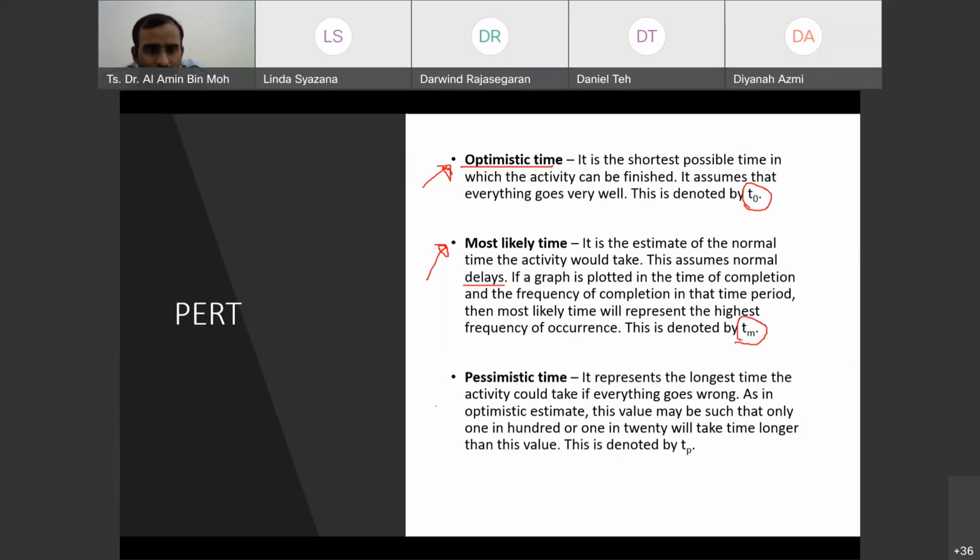And we are also going to consider the pessimistic time. What is pessimistic time? It represents the longest time the activity could take if everything goes wrong. This is denoted by TP. You can read the other details later on, but this is the point. So we are going to consider these 3. Okay or not? I need to wait for you. Anyone to answer? Okay.